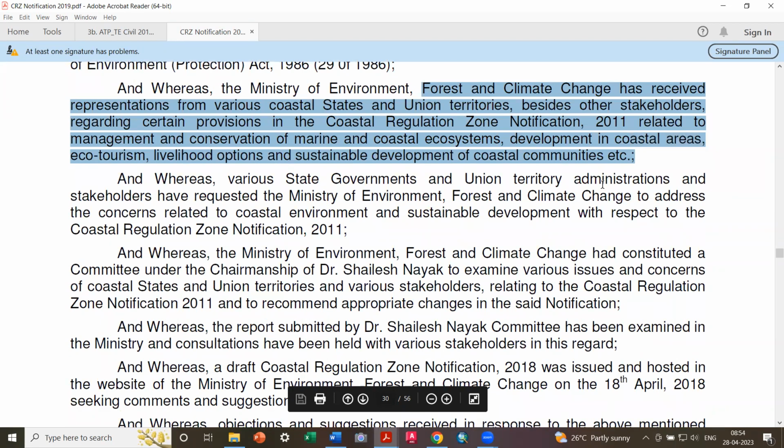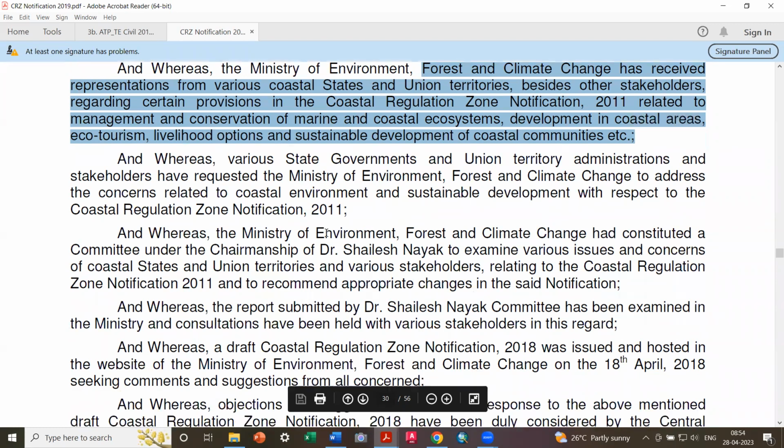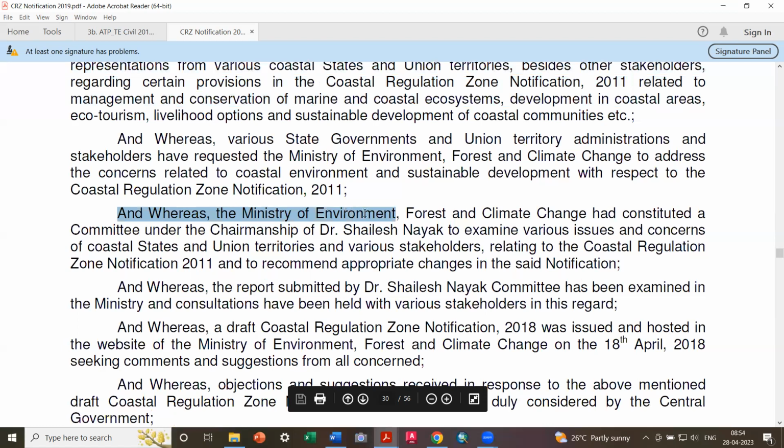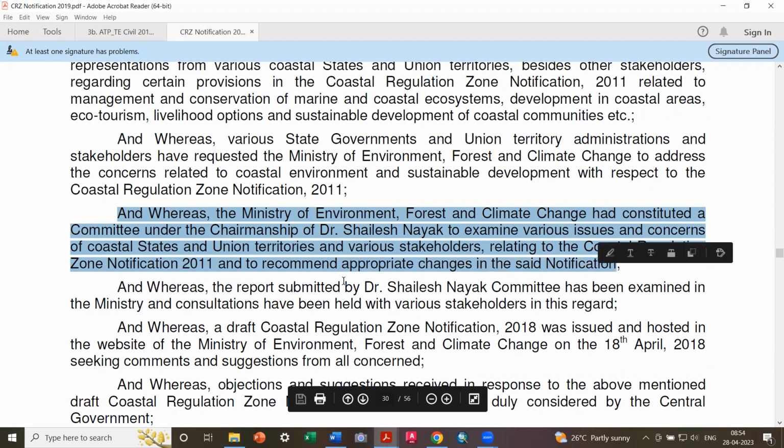So various state governments, union territory administrations and stakeholders have requested the Ministry of Environment, Forest and Climate Change to address the concerns related to the coastal environment and sustainable development with respect to the Coastal Regulation Zone Notification 2011. So the Ministry had constituted a committee under the chairmanship of Dr. Shailesh Naik to examine various issues and concerns of coastal states, union territories and various stakeholders relating to the Coastal Regulation Zone Notification 2011 and to recommend appropriate changes in the said notification.